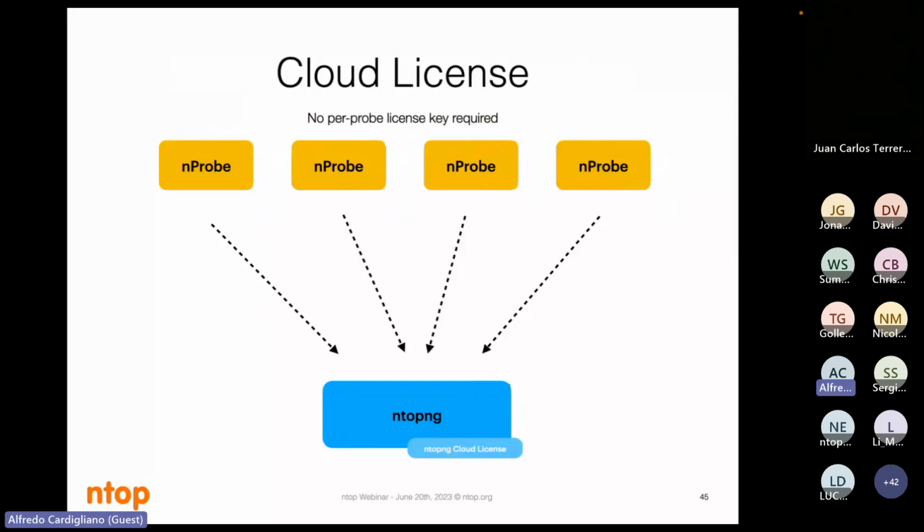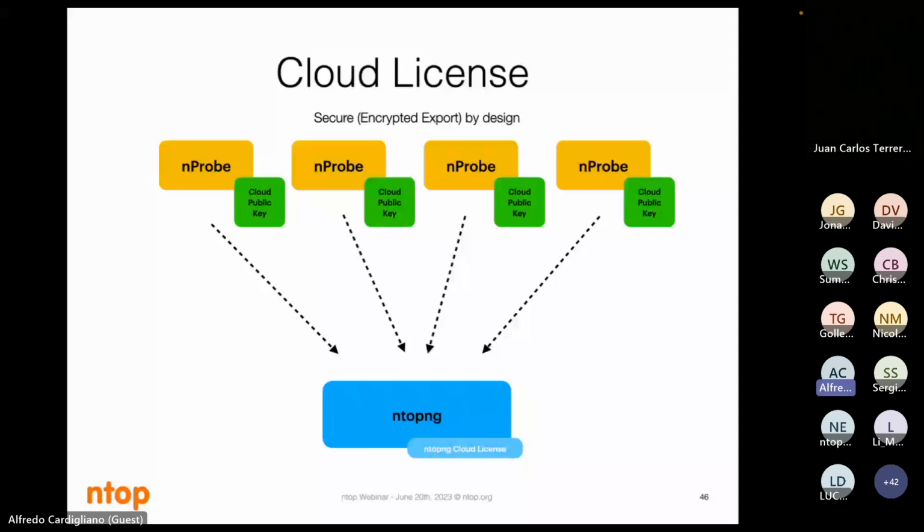So this is why we introduced the cloud license. With this license, all you need to do is generate a license for the machine running ntopng, and that's it. So you don't need a license which is per probe. You don't need to bother with system IDs for all the machines, containers or virtual machines running a probe, and generate a license for each of them.